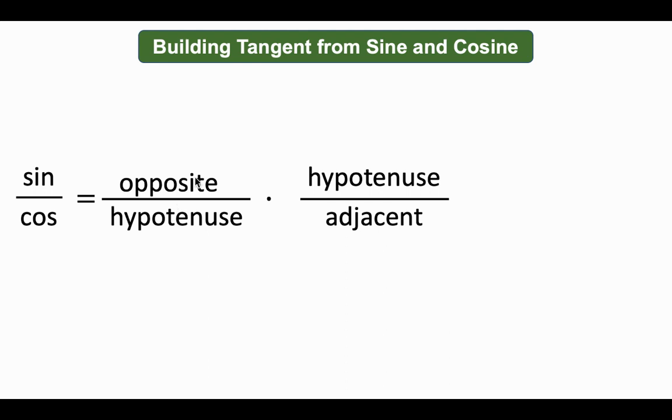Now, I can see that I have a hypotenuse in the numerator and a hypotenuse in the denominator, and I'm multiplying. So what's going to happen when you have something exactly the same on top and bottom? It goes away, or it makes a fancy one, so it doesn't really affect it at all.